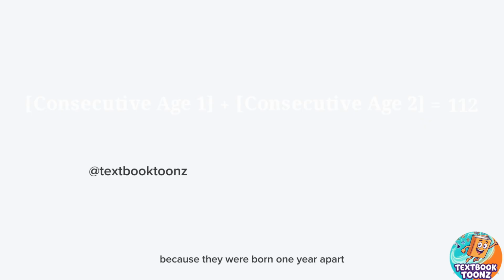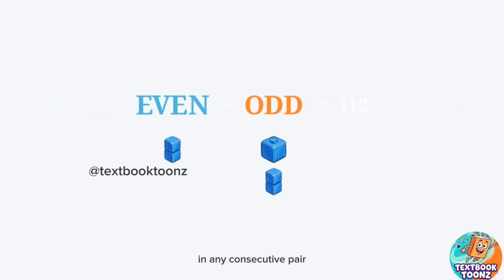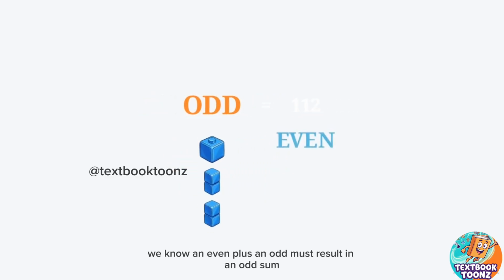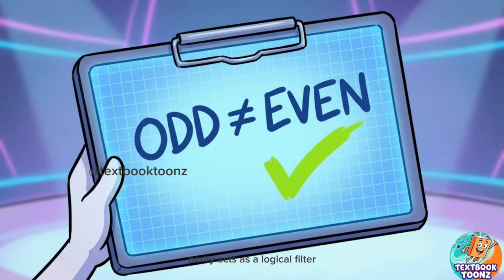Because they were born 1 year apart, their ages are consecutive numbers. In any consecutive pair, one is always even and the other is always odd. We know an even plus an odd must result in an odd sum, so their ages cannot equal 112. Parity acts as a logical filter. It saves you from testing endless combinations by instantly identifying impossible parameters.